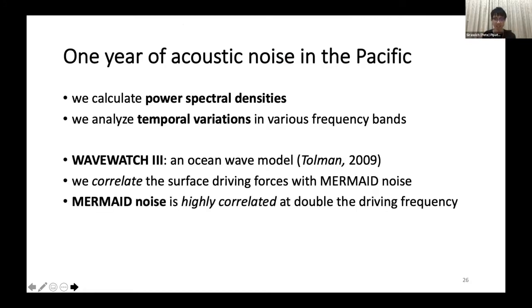and analyze the temporal variations in different frequency bands. And by that, we compare with WaveWatch, which is an ocean wave model. And then we correlate the surface driving force with the MERMAID noise. And we found that the MERMAID noise is highly correlated at the double driving frequencies, which is consistent with the double frequency mechanism, so that we can say that the weather generates the ocean noise. Okay, next slide, please.